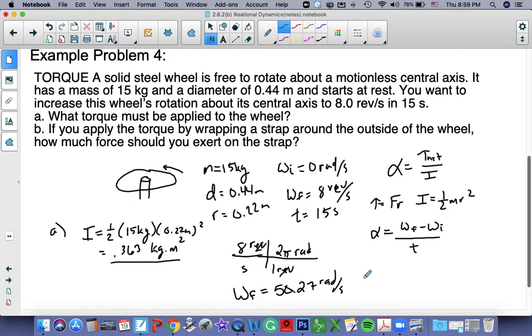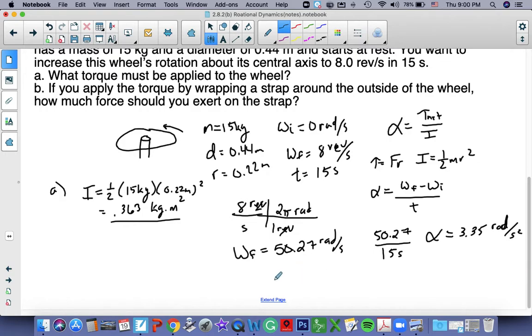Now let's use our angular velocity. So we're going to do final, which is 50.27, minus initial, which is 0, so we don't really need to write that. Divided by time, 15 seconds. And that gives us an angular acceleration of 3.35, and that's radians per second squared. So that's the other piece we're looking for.